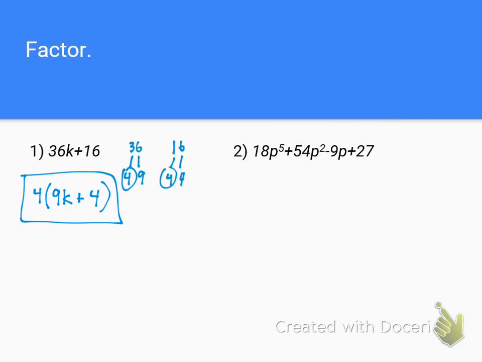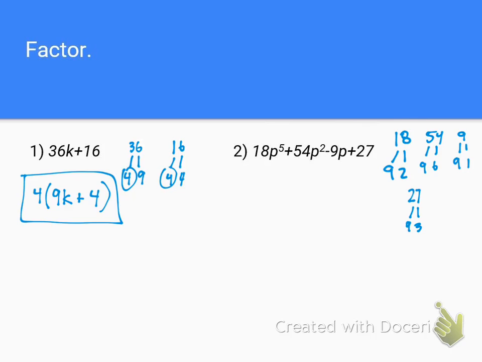We have 18, 54, negative 9, and 27. What's a common number that goes into all of these? Well, I'm going to do my factor trees. And I have an inkling that 9 might be it. So I know that 18 is 9 times 2. 54 is 9 times 6. 9 is 9 times 1. And 27 is 9 times 3.